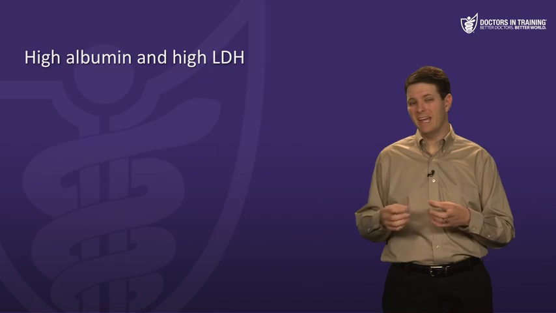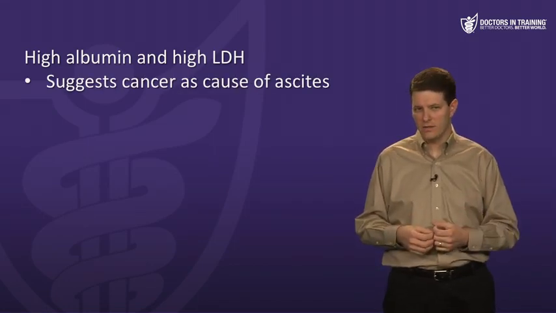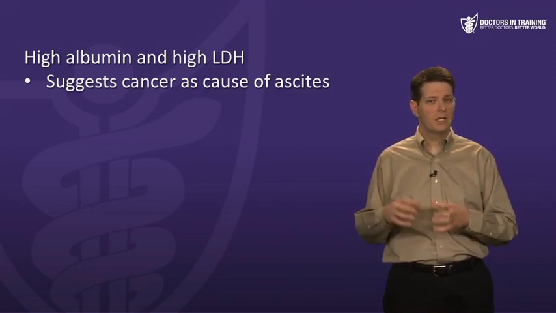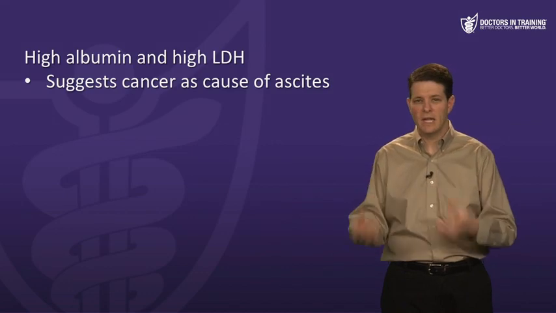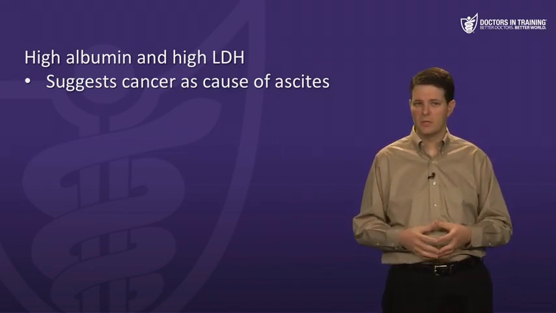Now, what if you do the paracentesis and the ascites has high albumin and high LDH? Well, that suggests cancer as a cause of the ascites. That's something you want to know as well. And what would be your next step in that situation? Well, you need to do a workup for cancer, CT scans, maybe a colonoscopy if that's overdue, maybe a pap smear, whatever the case may be.